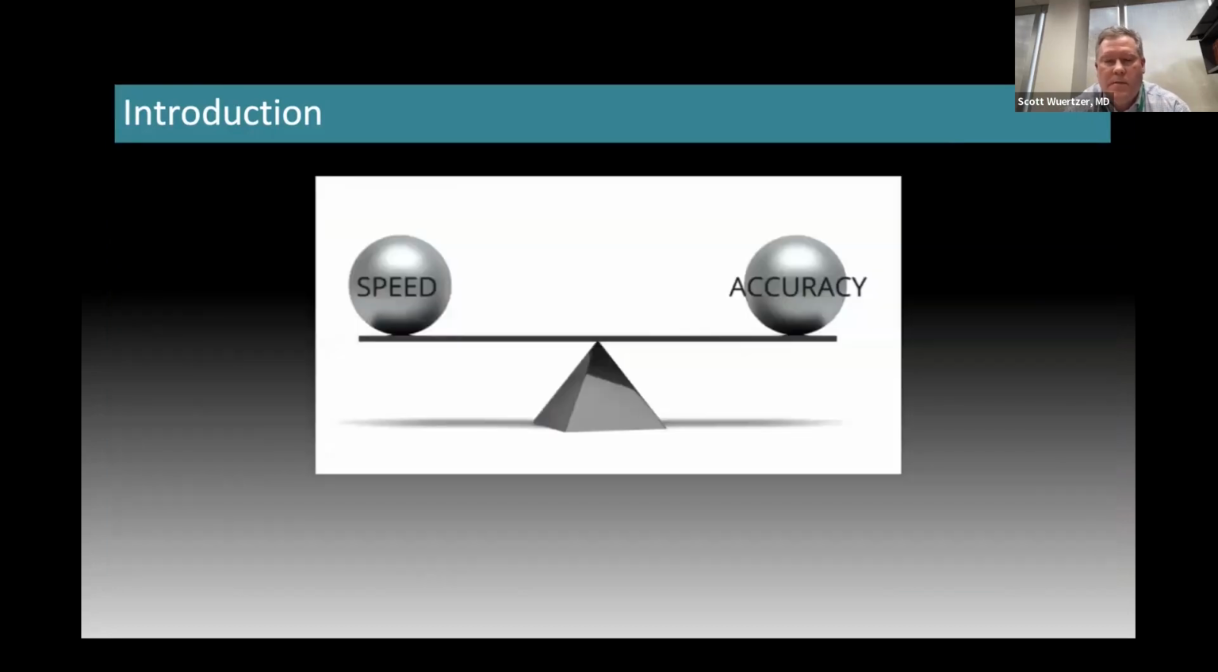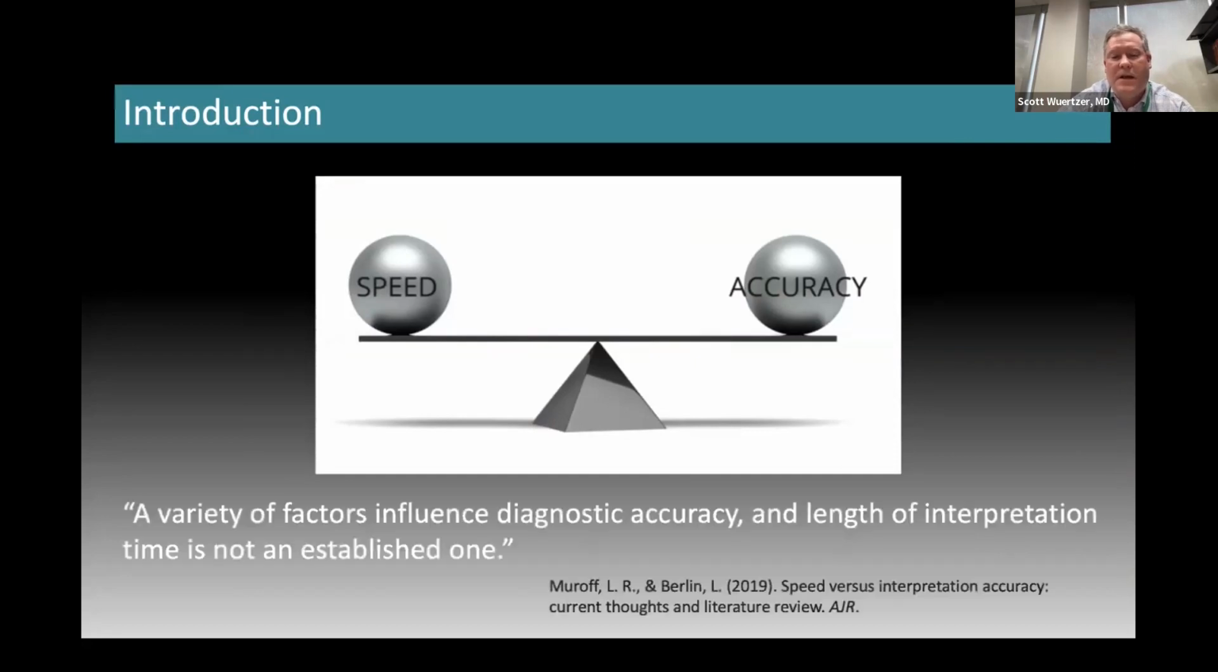Carol's already mentioned this a little bit. It's hard to get away from this balance between speed and accuracy. If speed goes up, does accuracy have to go down? Again, this is a very hot button topic. You can talk a lot about this, but I am going to try to just focus on speed. I found an article from AJR 2019, and you can read that as well as me. But basically, it's saying that you can have accuracy and probably not have speed be a factor on that.